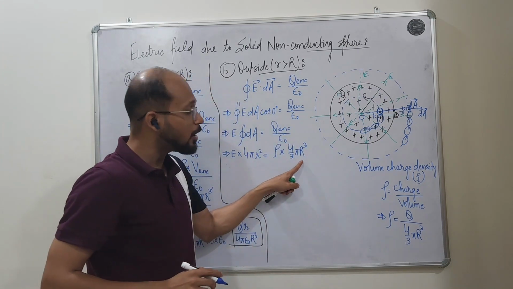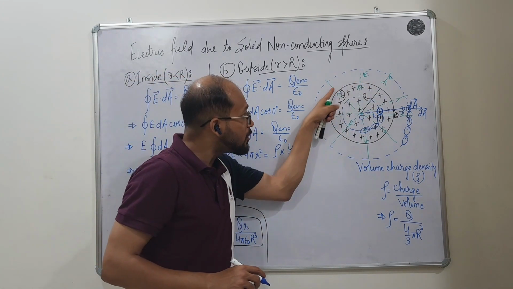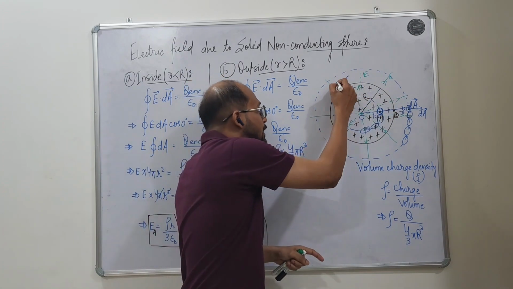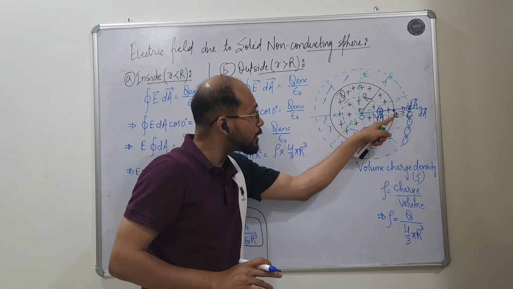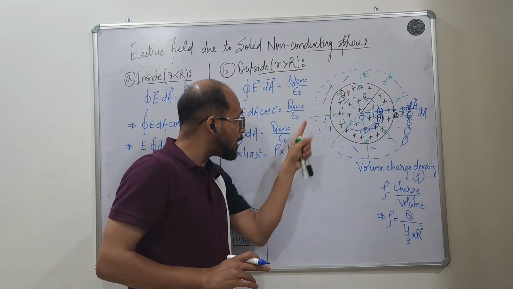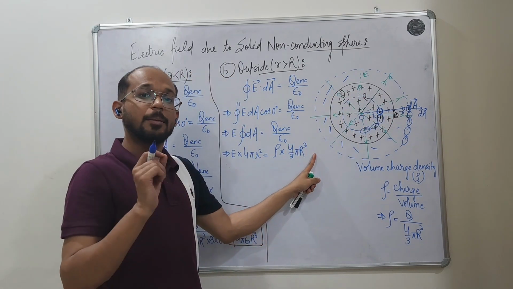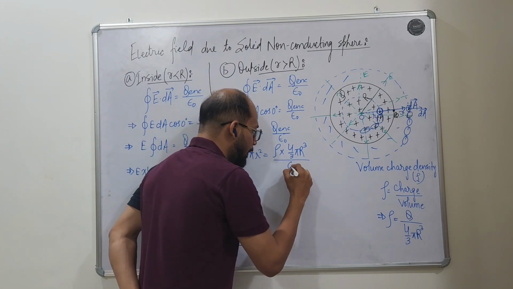Why have we chosen this volume? Because the total charge is enclosed over this volume only. There is no charge here. The charge is enclosed within this sphere only. That's why we have taken this volume. 4 by 3 pi r cube divided by epsilon naught.